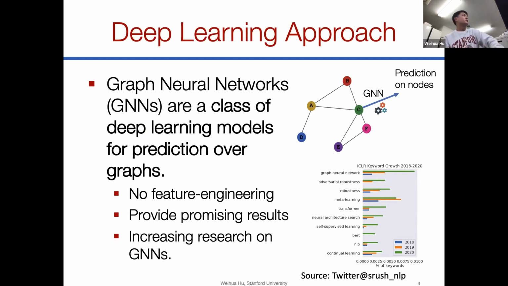And even in the academic community, there's been increasing research on graph neural networks. So here I'm showing you the ICLR keyword growth from 2018 to 2020. And you can see at the top, there are GNNs. There have been an increasing number of papers that use the keyword GNNs. There are more and more papers on graph neural networks from academia.